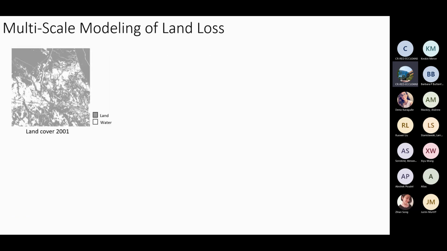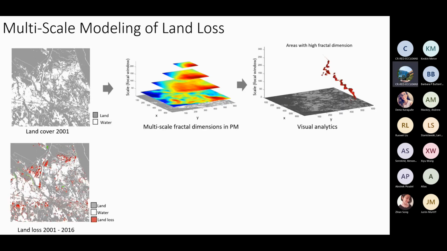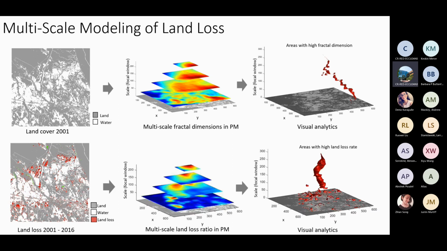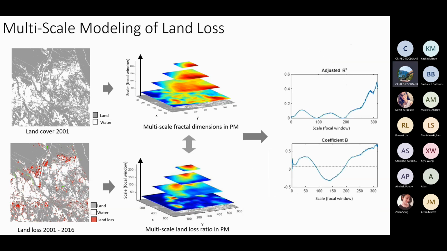So to understand the relation between land fragmentation and wetland loss, we represent a fractal dimension calculated in different sizes of focal windows, and the land loss ratio calculated in different sizes of focal windows, in pyramid models. Using the 3D visualization, we can analyze the variation of the two indices in space and across scales. And most importantly, we can analyze the relation between the two indices in the multi-scale framework. For example, we can conduct regression analysis.